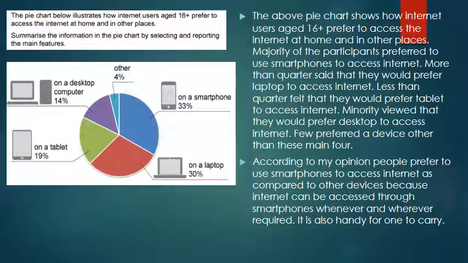When we are describing a pie chart, we have to remember that we should make only 2 paragraphs. The first paragraph will summarize the pie chart, and in the second paragraph we are supposed to give our opinion.